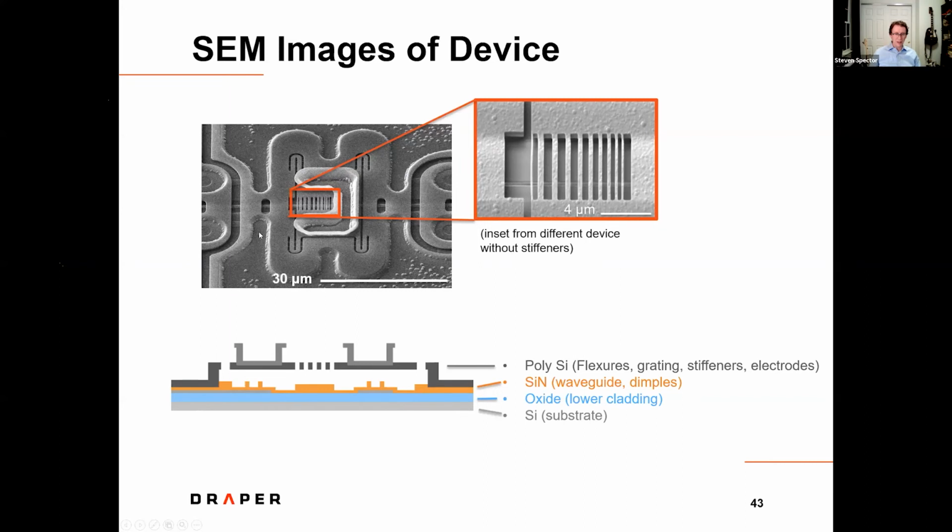Here's a picture of a device that we fabricated. So this is the full device. You can see the grating. You can see these are the spring structures. You can see the waveguide underneath. These things on the side are electrical paths.